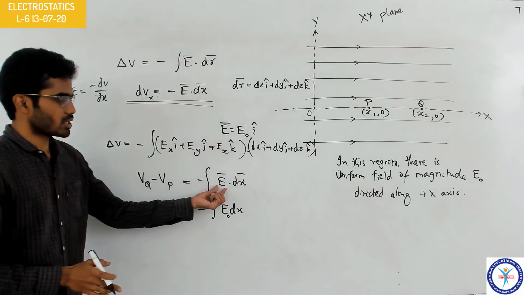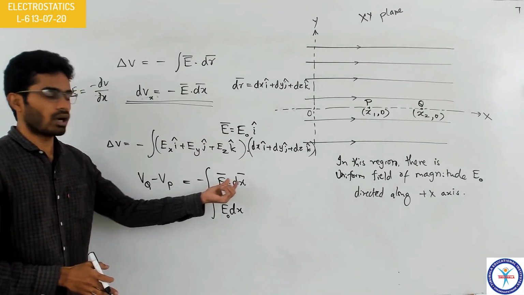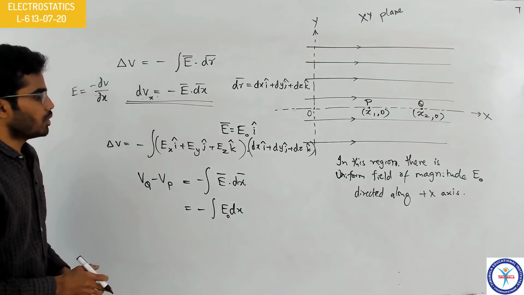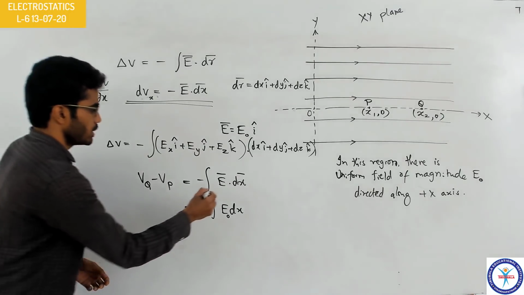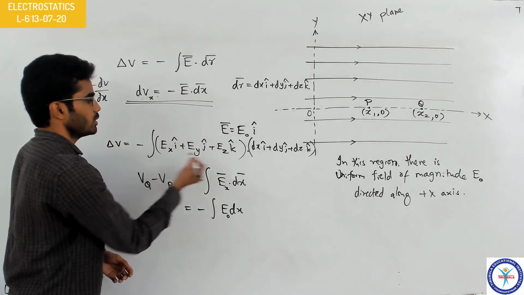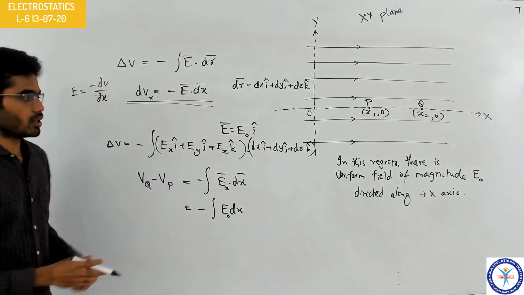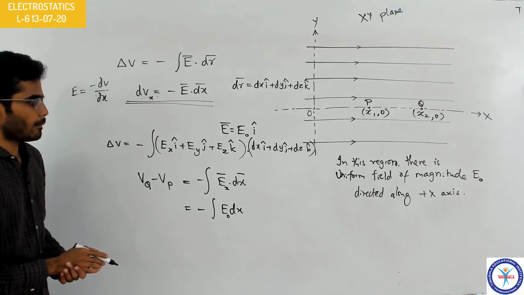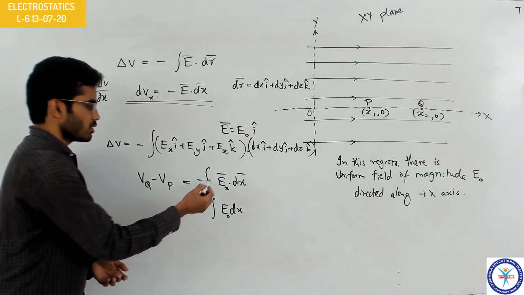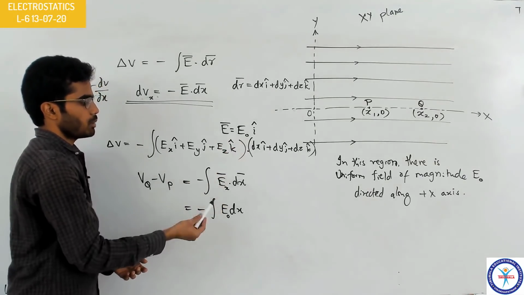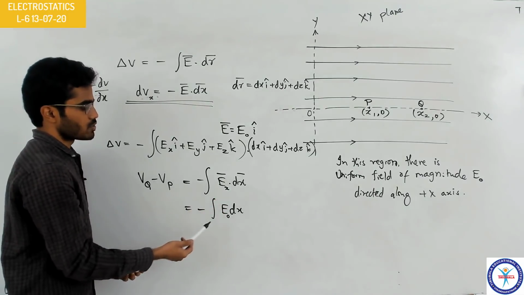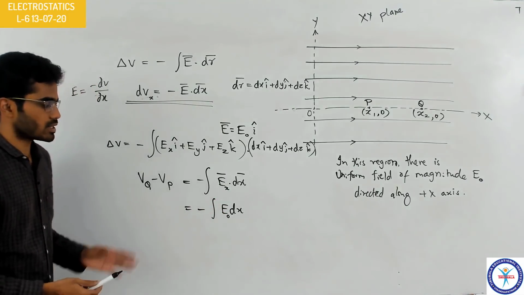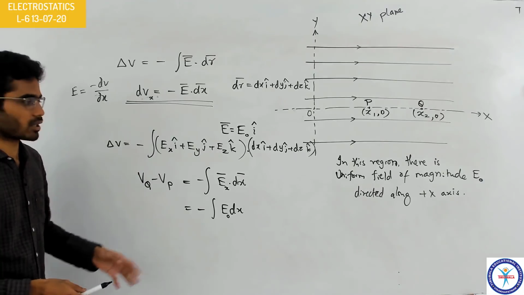Now this is the electric field function, E dot dx, but I am taking only the x values. Y and z we are not taking care of now. So what is the field? It is E naught i cap. If you substitute that, the dot product gives you E naught dx. This is the idea. E naught is the magnitude of the field.